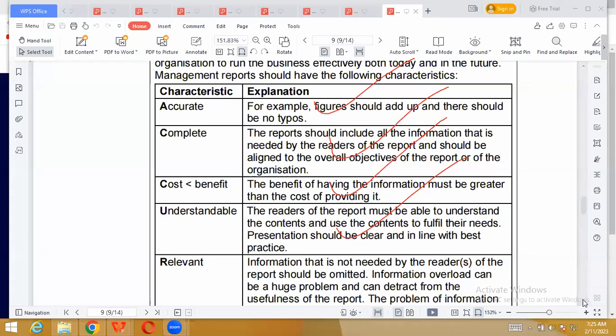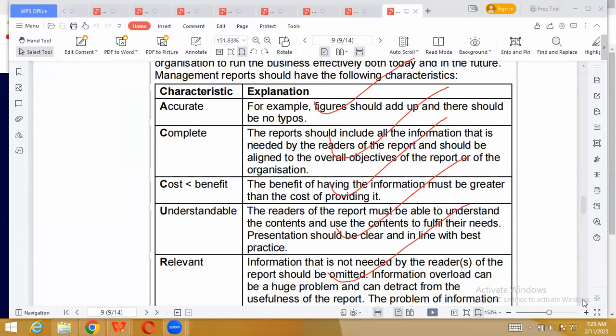It should also be relevant, all right? It should be what? It should be relevant, which means information that is not needed by the readers of the report should be omitted. We only need information that could suit the purpose, sort of fit the purpose. That is what you mean by relevant, right?